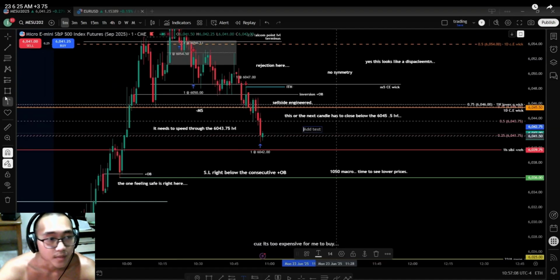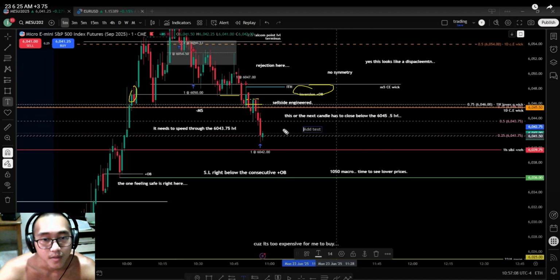We finally had displacement here, through where? Through this old order block. That's why I say inversion order block. Displacement, boom. Then right now this becomes a bearish order block. You can see the midpoint of it holding resistance. Okay, and then bam, volume imbalance.